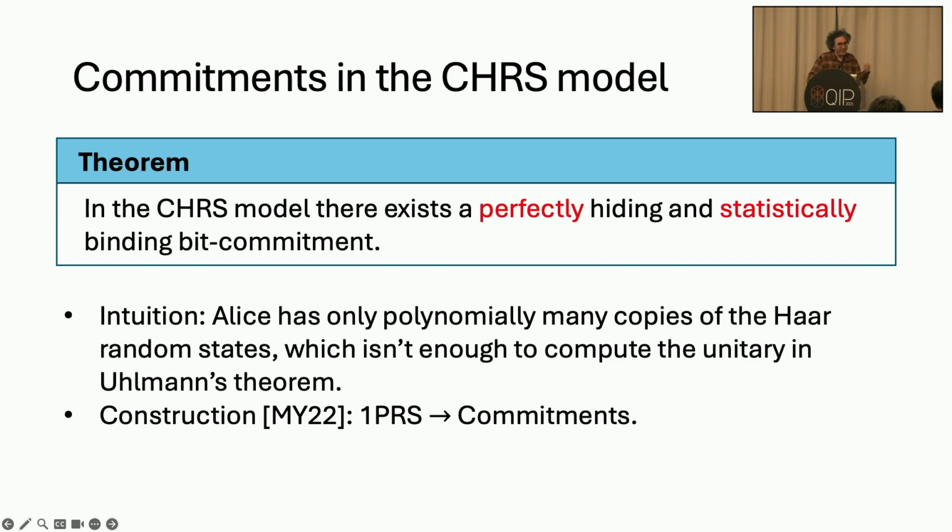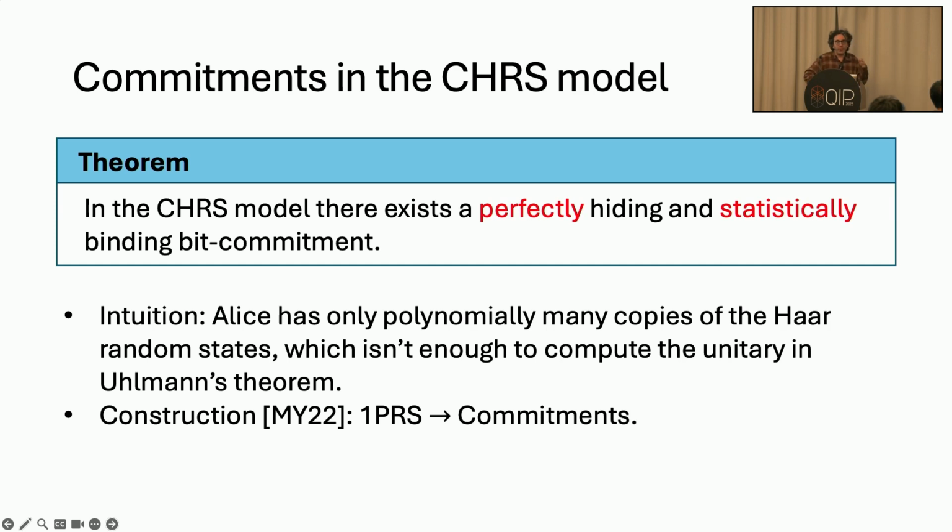authors here will agree that the intuition is that Alice has only polynomially many copies. Even though there exists a unitary that maps psi 0 to psi 1, since she has only polynomially many copies of the Haar random state, she won't be able to learn what unitary she needs to apply, and therefore she won't be able to violate binding. Okay, so that's, I think, the intuition.